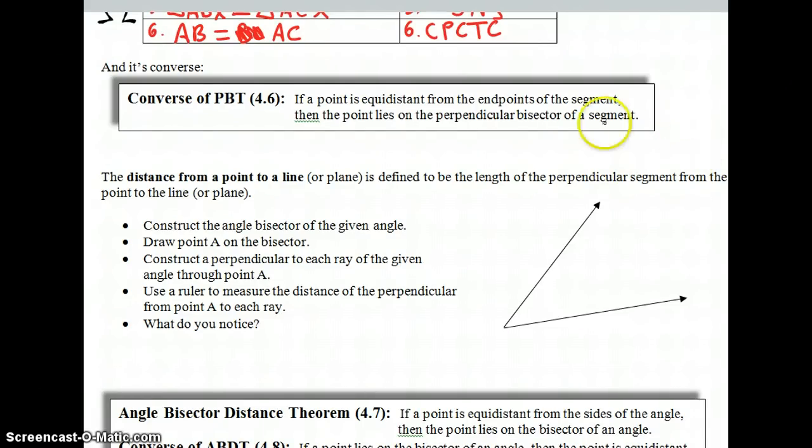Do I have enough room to draw this? If a point is on the perpendicular bisector, then this distance to that point is the same as this distance. Well, the converse would be if that distance is the same as that distance, guess what? This thing is on the perpendicular bisector. So the then part would be, well, then this all has to be true.